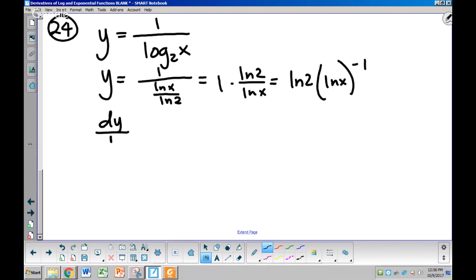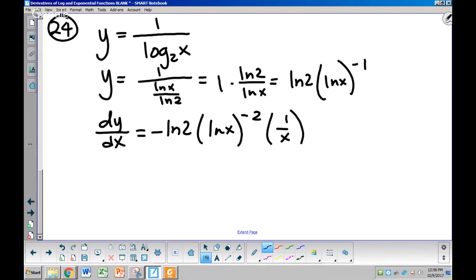dy dx is equal to negative natural log of 2 times ln x to the -2 times the derivative of the inside, which is 1 over x. So this is going to be negative natural log of 2 over x times the natural log of x quantity squared.